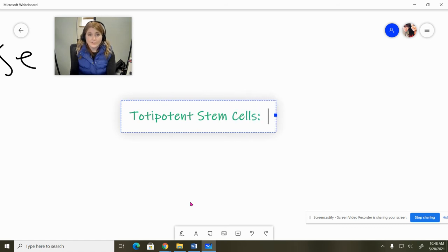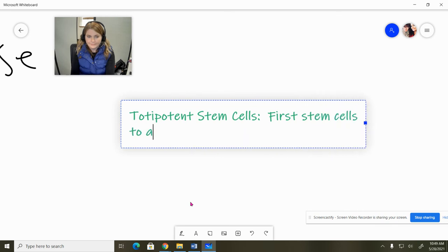So these are the first stem cells that embryos make, or the first stem cells we see in embryos, prior to them even being considered an embryo at that point. These can become any other type of cell, and they also turn into the placenta.